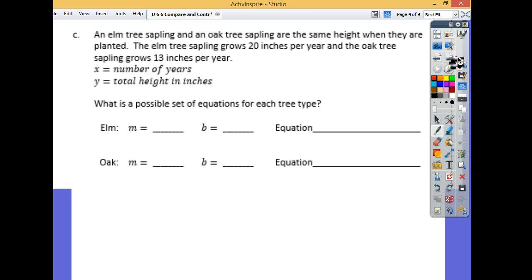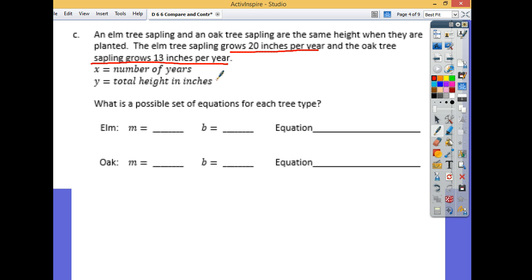All right, letter C. You have an elm tree sapling, a little tiny tree starting to grow, and an oak tree sapling. They are the same height when they're planted. The elm tree sapling grows 20 inches per year. The oak tree sapling grows 13. Is that a plus or a minus? It's a plus. They're increasing in size, so they're positive numbers.